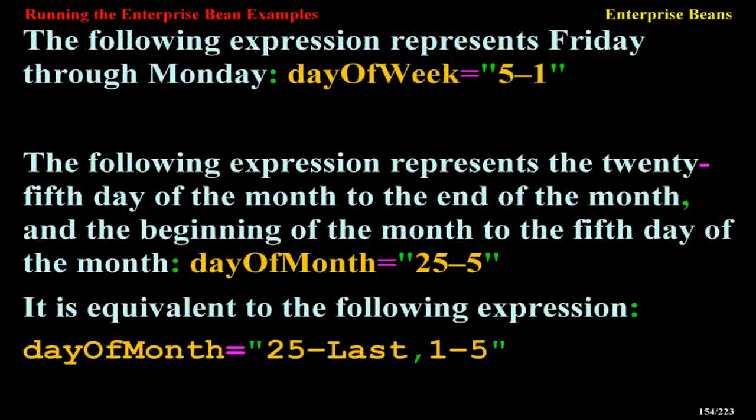The following expression represents the 25th day of the month to the end of the month, and the beginning of the month to the 5th day of the month: day of month equals 25-5. It is equivalent to the following expression: day of month equals 25-Last, 1-5.